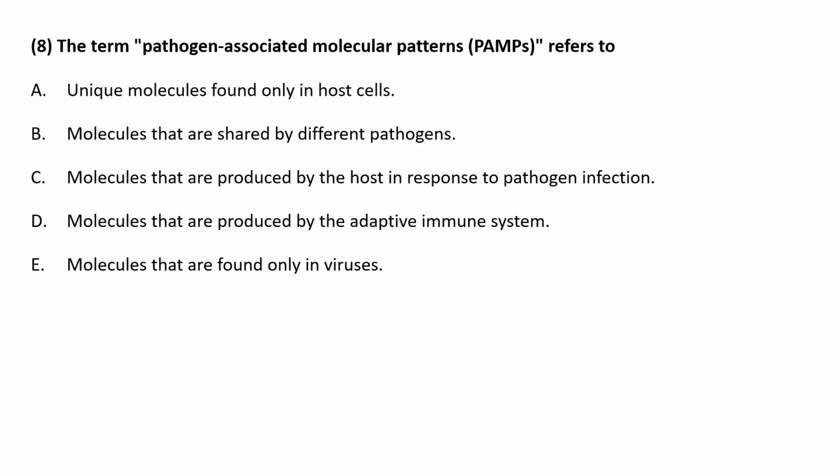Now the next question is: the term pathogen associated molecular patterns, that is the PAMP that we have been discussing for so many slides, refer to what? These are the molecules that are shared by different pathogens. These are the conserved molecular structures found on different types of pathogens. Pathogens will be different, but their patterns will be the same. So they will be shared by different pathogens, and they will not be present on the human cells.